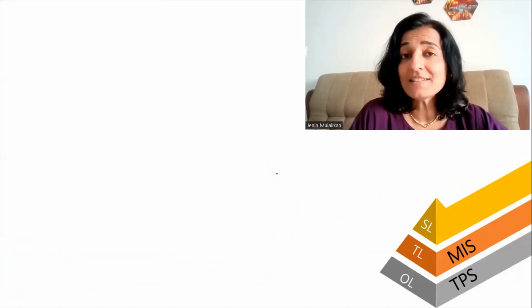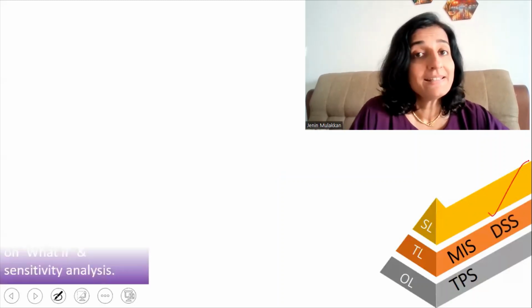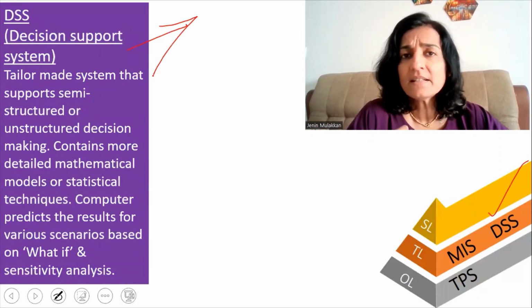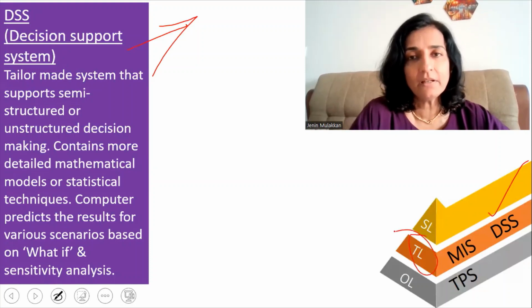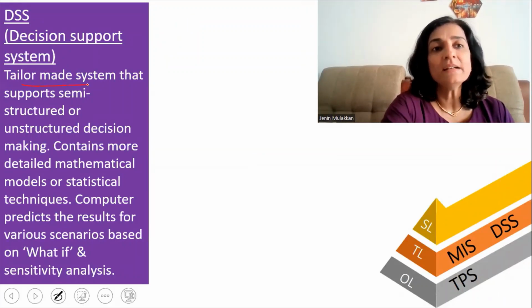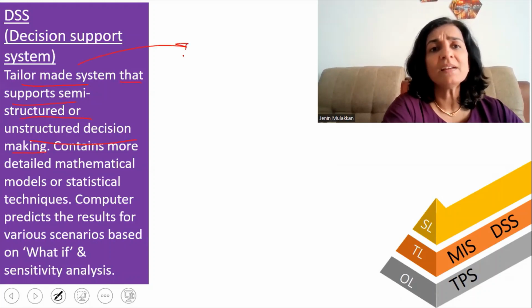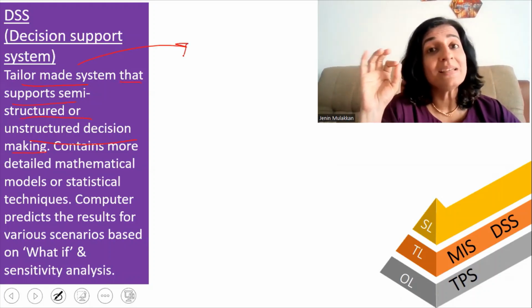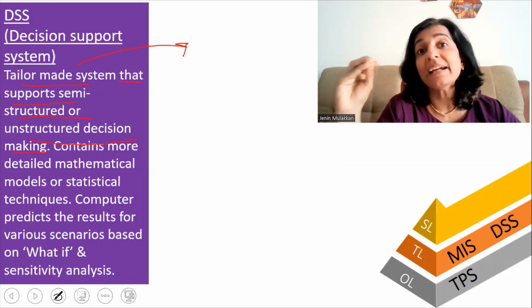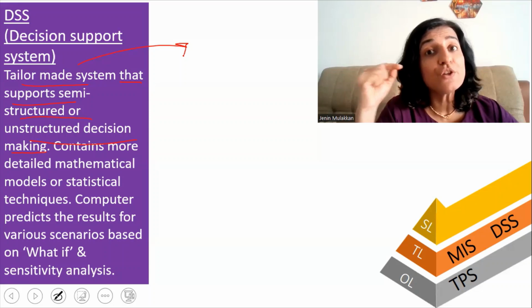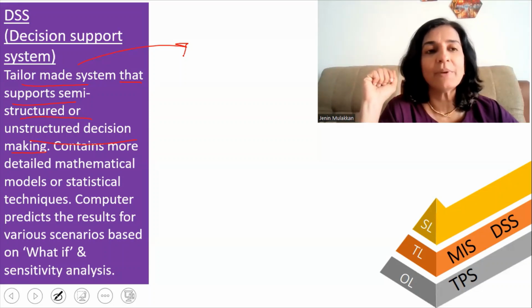Now, the next information system that we will be looking into is the DSS. DSS stands for Decision Support System, and it is used mainly by the tactical level. Now, DSS is a tailor-made system that supports semi-structured or unstructured decision making. Now, what do you mean by a tailor-made system? Tailor-made system is a system which is specifically designed for a particular customer or company. So each DSS will be created to suit the interests of each company.